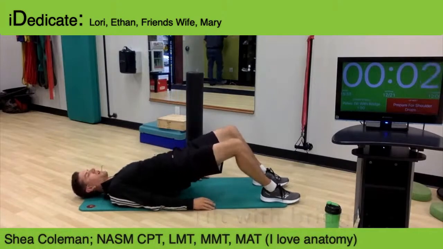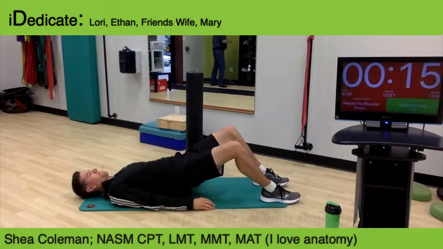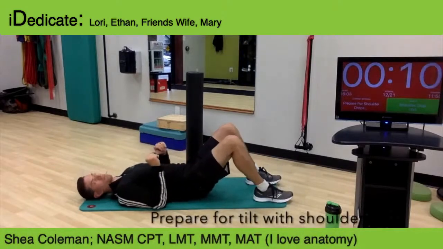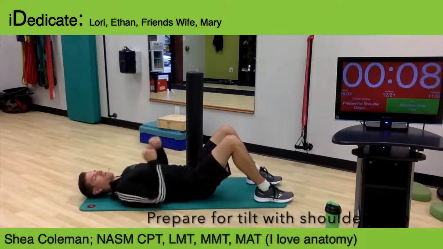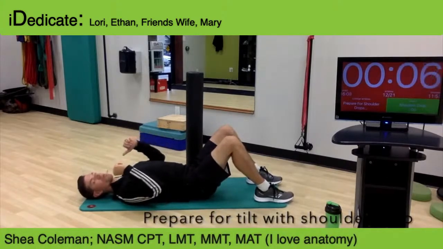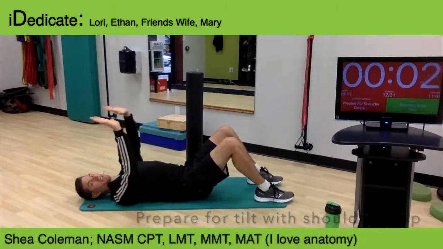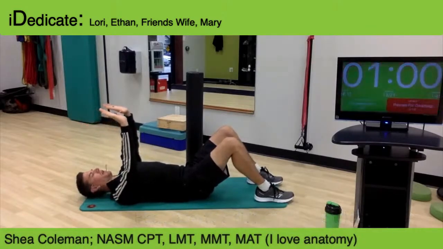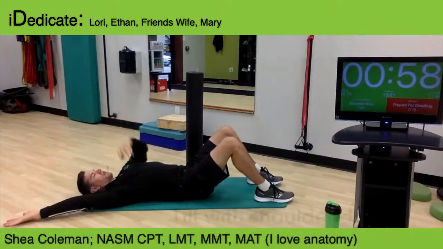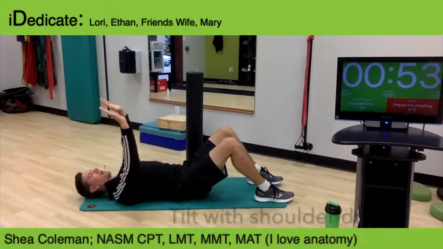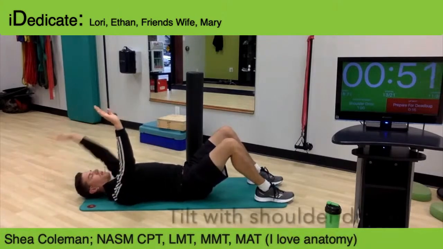3, 2, 1. Prepare for shoulder drops. Set the shoulders down and back first. Even if you need to leave your arms by your sides, then put them up in the air. 3, 2, 1. Shoulder drop. Good shoulder drops and return, keeping the shoulders out of the ears.